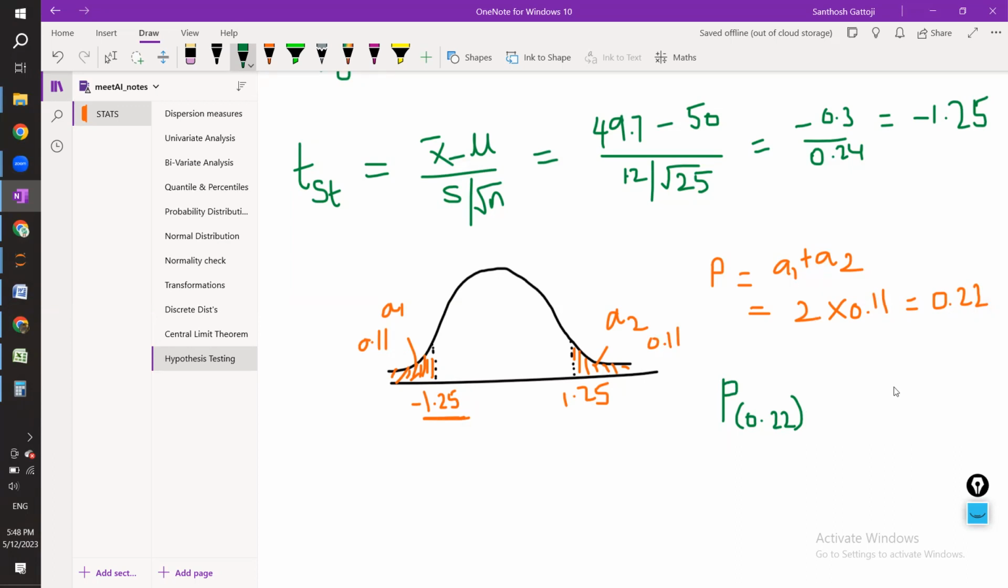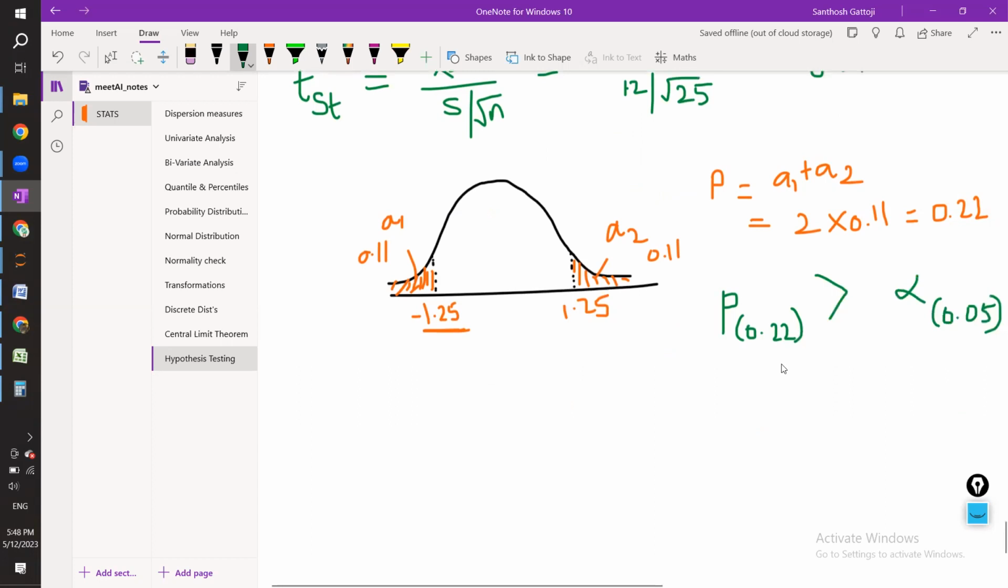Now the p value is 0.22 and alpha is 0.05. Okay, now what is the relationship, guys? P is less than or greater than alpha? P is greater than alpha. So in this case, what can we do? Reject or accept? If P is greater than alpha, what should we do, guys? Accept. Accept the null hypothesis.